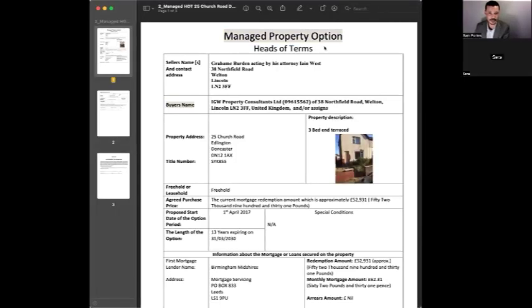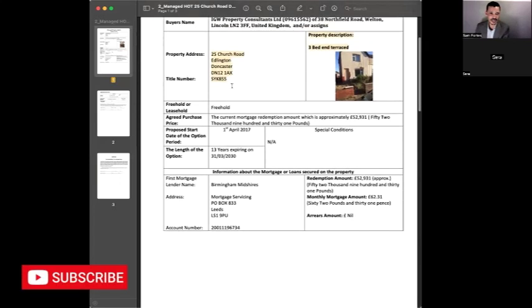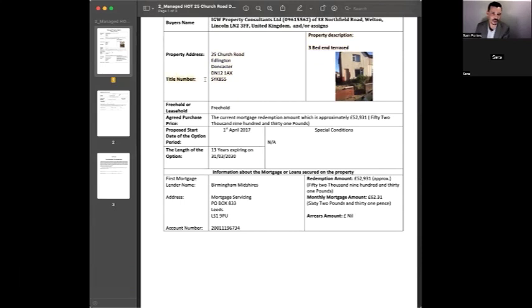So you can see, Sarah, for example, the head of terms I was saying: here's the name of the seller, and this is the buyer's name. Here is the property address, and this is the type of property, a 3-bed terrace. And here, Sarah, can you see the title number? It's very important you get the title number. You get the solicitor to go and check if the property is actually in the person's name, because some people try to sell a property that is not actually their house, or they're not allowed to do so. So you need to make sure the property is registered in their names. Otherwise, I'm not going to go ahead.